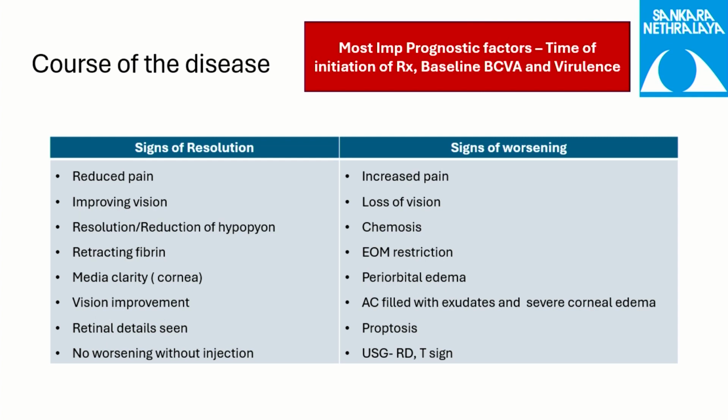The most important signs of worsening are increased pain, chemosis, periorbital edema, EOM restriction, and loss of vision. These all mean that it's going towards panophthalmitis. Sometimes the entire AC is filled with exudates and corneal decompensation starts. We have to watch for all this. And in ultrasound, there can be retinal detachment or a T sign. These are also signs of worsening.